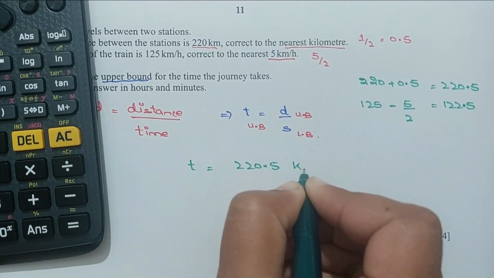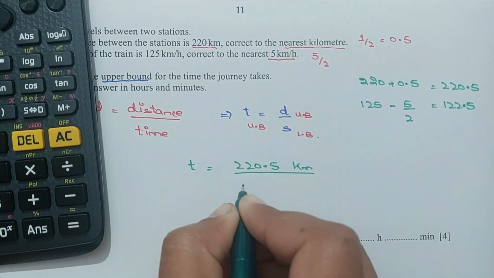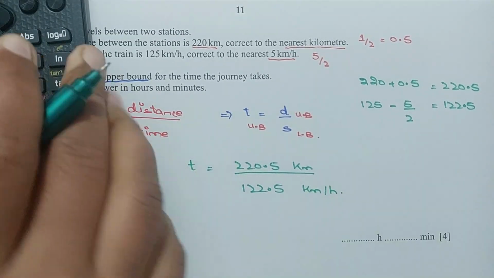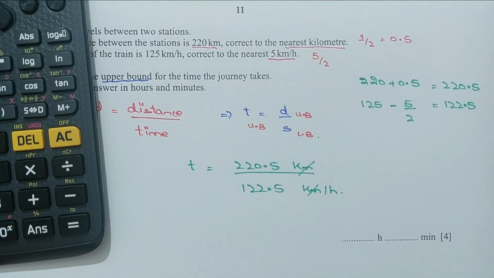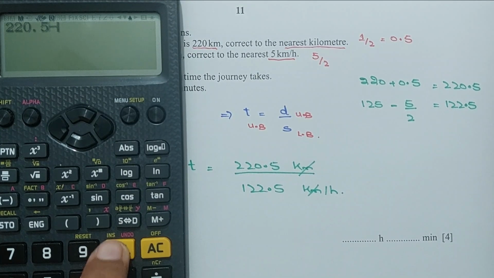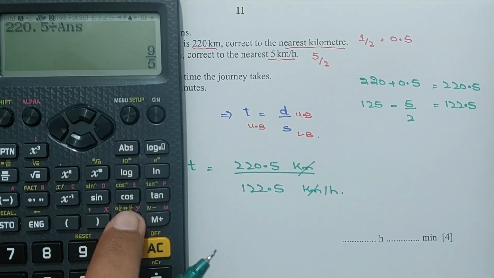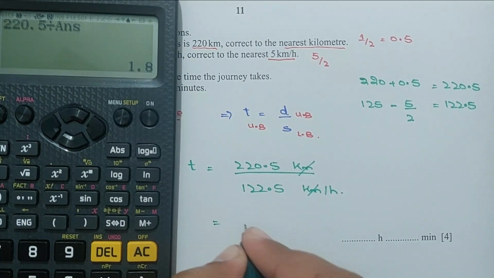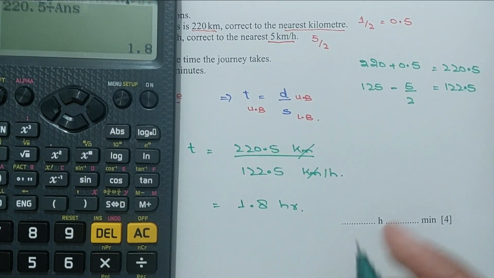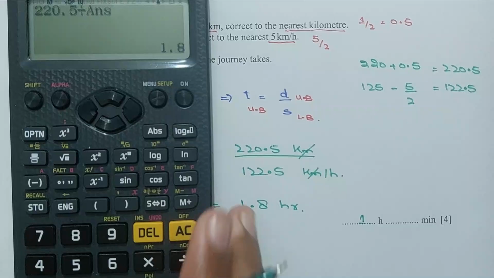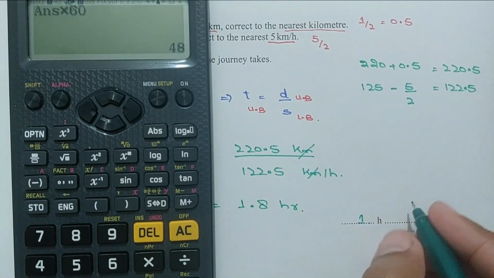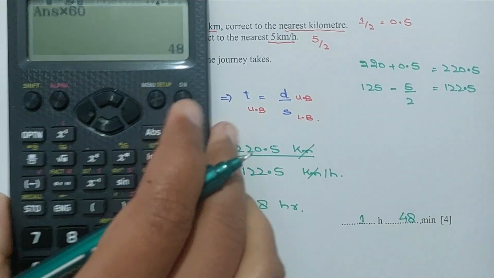So here the time is 220.5 kilometer, and this is 122.5 kilometer per hour, right? Kilometer is cancelled with kilometer, we are left with hours. So 220.5 divided by 122.5, the answer is 1.8 hour, right? So 1.8 hour, it means 1 hour and how many minutes? Subtract 1. This is 0.8 times 60 is 48 minutes. 1 hour and 48 minutes, right?